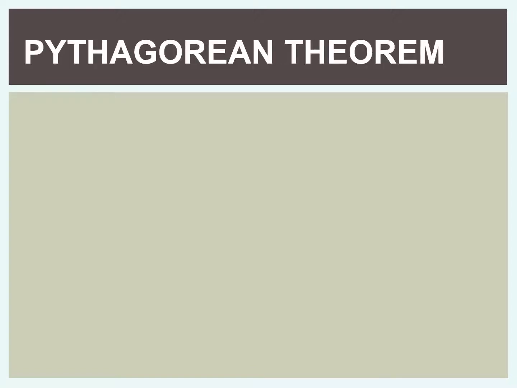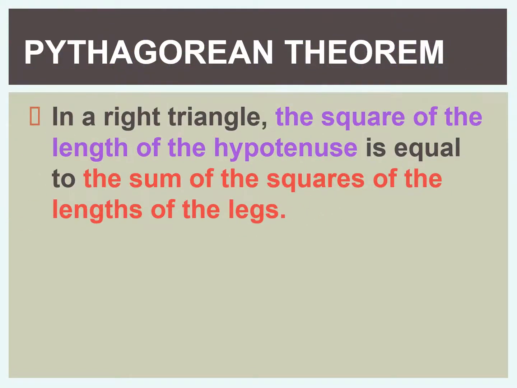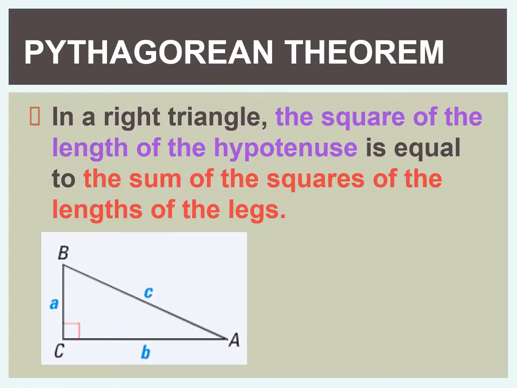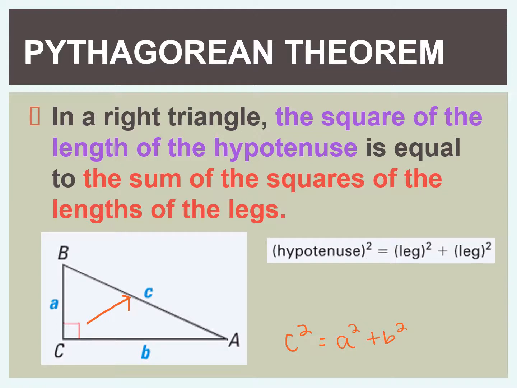So let's get a formal definition of the Pythagorean theorem. In a right triangle, the square of the length of the hypotenuse is equal to the sum of the squares of the lengths of the legs of that triangle. So looking at your picture here, the hypotenuse, which is across from your 90 degrees, is c squared. I'm squaring the hypotenuse and adding the squares of both my legs, a squared plus b squared. So in words, the hypotenuse squared, which is c, equals one leg squared plus the other leg squared.